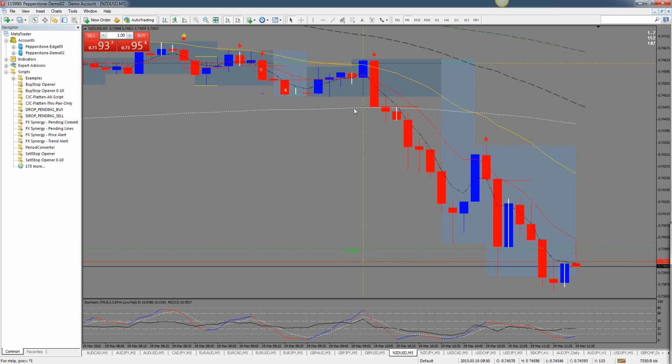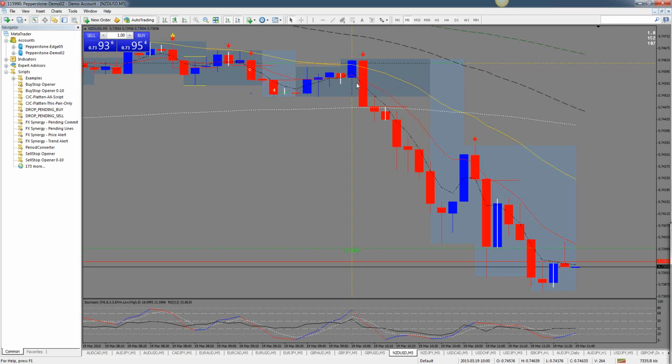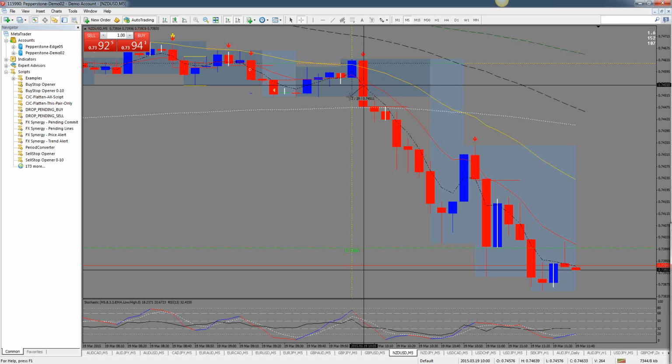But here's an example here. This inside bar did not break here, but it did break here. So your entry would have been right here. You could have taken it off the body, but to be safe, your entry's there. Your exit is 4 pips away. Your stop loss would be roughly 12 pips away.